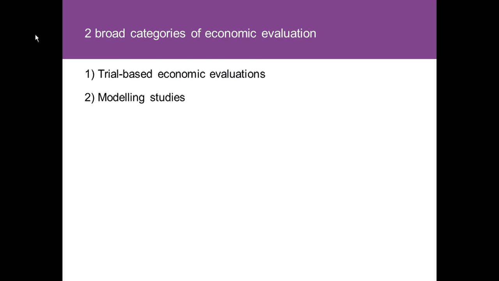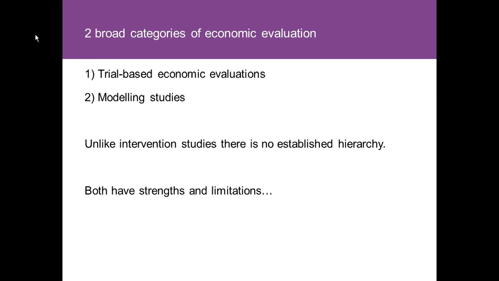However, there is more than just confidence ellipses that you can take into account. You can also consider the quality of the evidence that was used to generate the cost effectiveness estimate. There are generally two approaches used to generate this information. One is to use a trial-based economic evaluation, and the second is to look at modelling studies. Unlike intervention studies, there is no established hierarchy between these two types of economic evaluation method. Both have strengths and limitations.